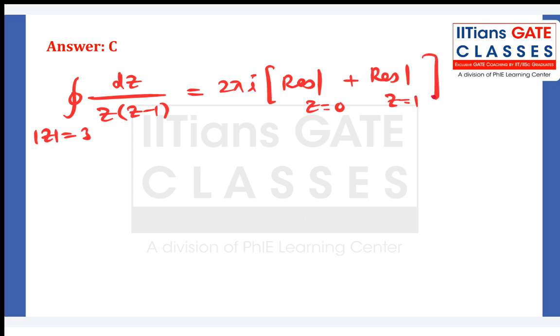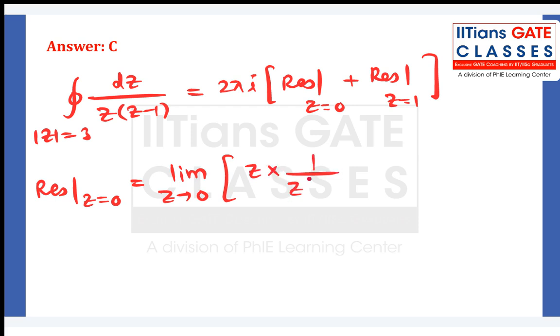Since these are simple poles, the residue formula is straightforward. No need of doing any differentiation. You just have to multiply the integrand by z minus that pole and then take the limit. Here you multiply by z the integrand 1 by z into z minus 1. So z gets cancelled, and if you put z equal to 0 in this limit, it is just minus 1. So the residue at z equal to 0 is minus 1.